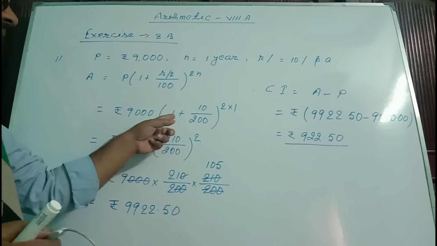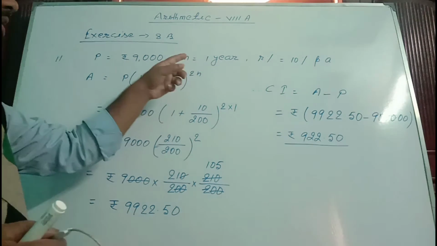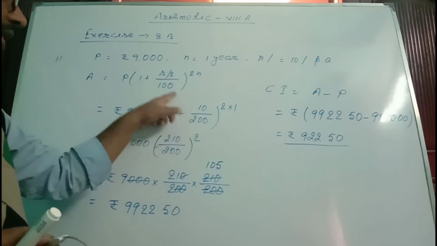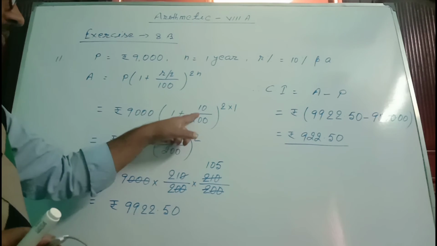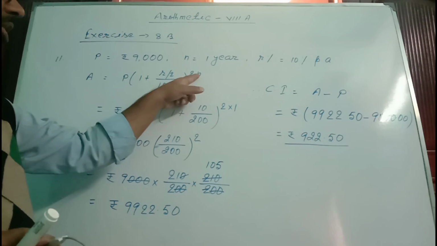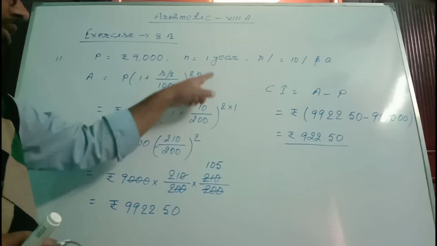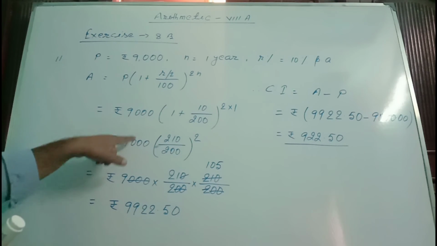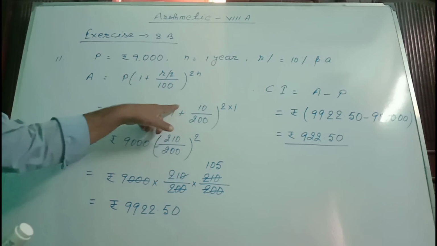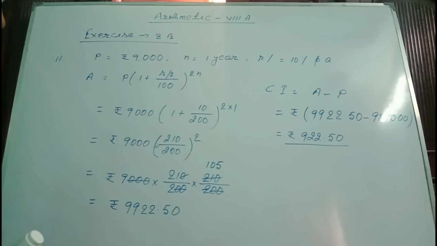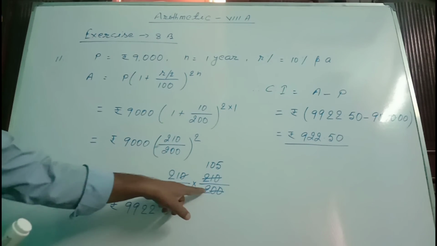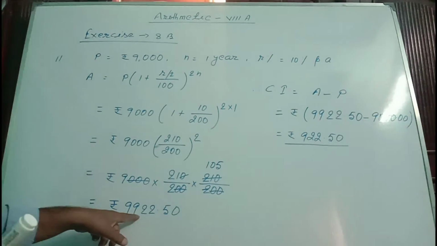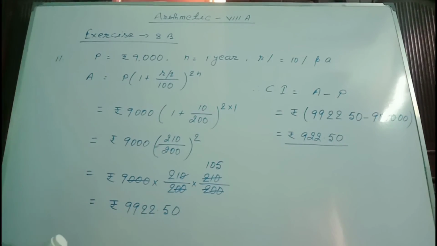Principal is 9,000 into 1 plus R by 2 means 10 by 2. 10 by 2, that 2 will come with the denominator 100. So this became 10 by 200, and the number of years is multiplied by 2. Number of years is 1, that is multiplied by 2 means 2 into 1. Now in the next step, 9,000, this LCM and this calculation became 210 by 200 whole square. Here I have multiplied this 210 by 200 two times due to the square, and after simplification I got 9,922.50. This became the amount.